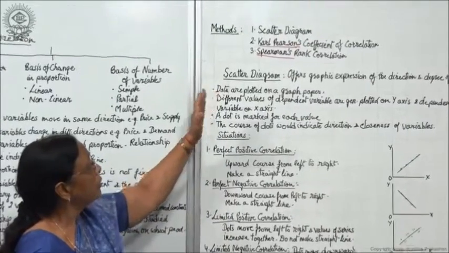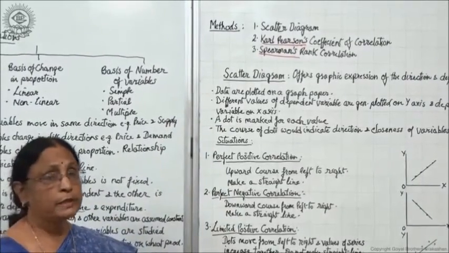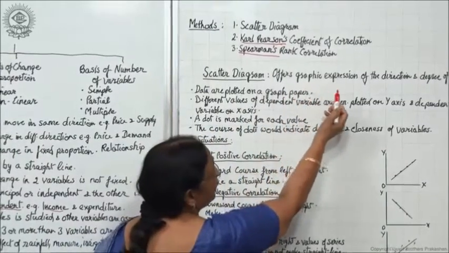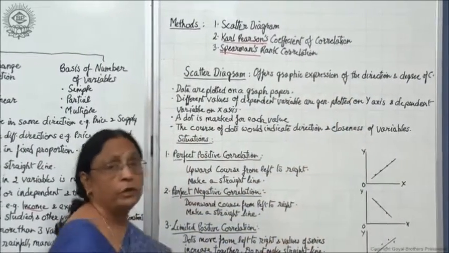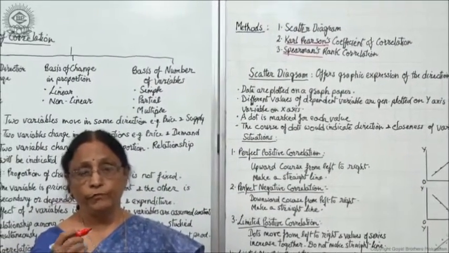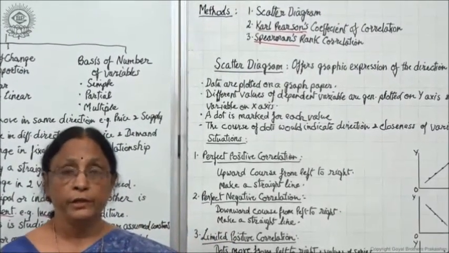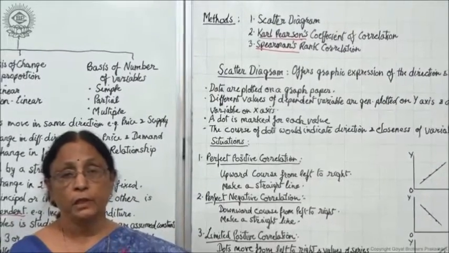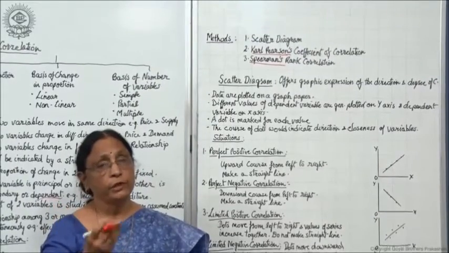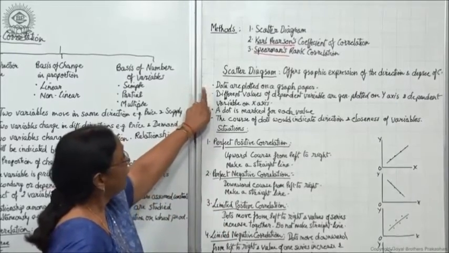Now we'll take all three one by one. First we'll take scatter diagram. What is scatter diagram? Now scatter diagrams offer a graphic expression of the direction and degree of correlation. With the help of scatter diagrams, with the help of a graph, we can find out the direction and degree of correlation. That means the graph will show in which direction there is correlation and what is the extent of correlation. Now how do we draw the diagrams?